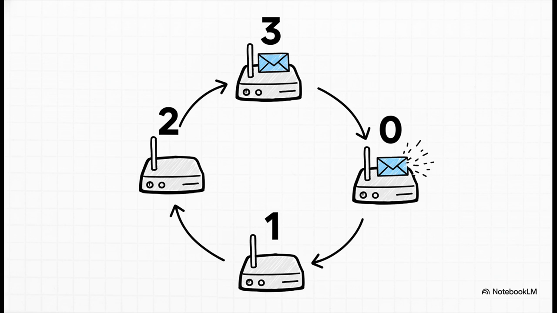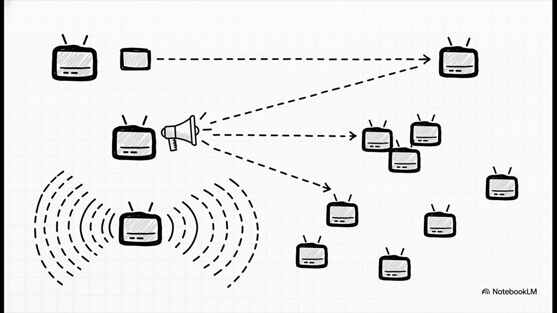Once that counter hits 0, the message is just gone. So the network layer gets the message to the right address. But the transport layer asks a different question. How should we send it? Think of it like choosing between sending a postcard, a regular letter, or a package that needs a signature. It offers different ways to communicate depending on how important the message is.